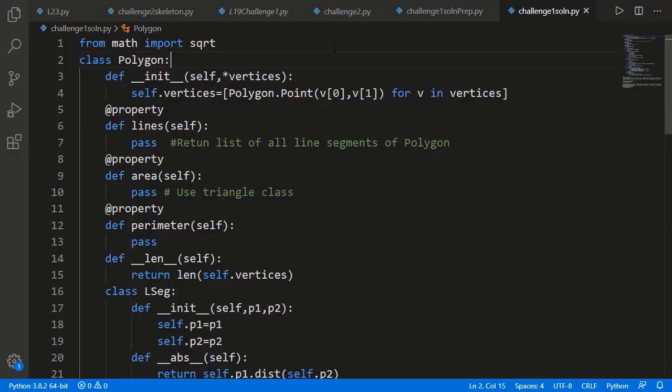In this lesson, we will code the solution of challenge 1 and challenge 2. Firstly, we said that there should be property lines having all sides or line segments of the polygon. So let's first create that. We know that the number of sides of a polygon is the same as the number of its vertices, which is the length of the polygon.